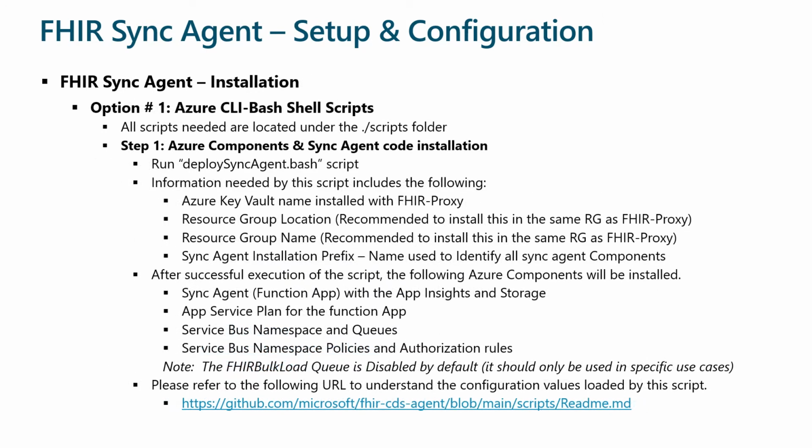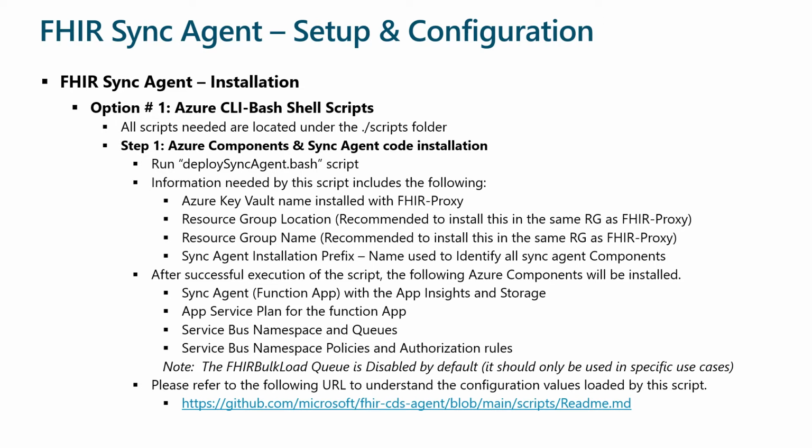Let's go into the details of the FHIR Sync Agent installation. Once you receive the latest installation files, upload them into your Azure environment, log into the CLI and navigate to the scripts folder. Once you navigate to that folder, run the deployment sync agent bash script. This script would need the key vault name that is installed with FHIR proxy, the resource group location, resource group name, and sync agent prefix.